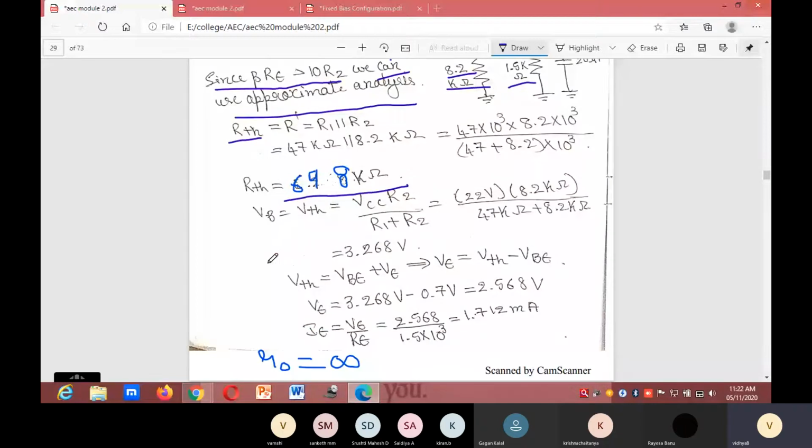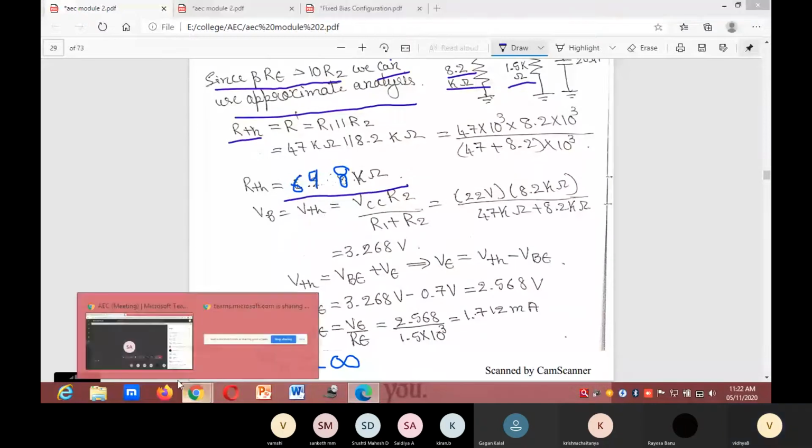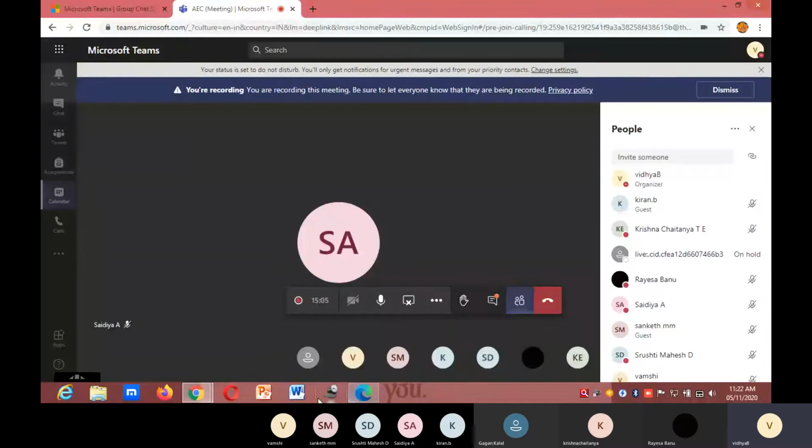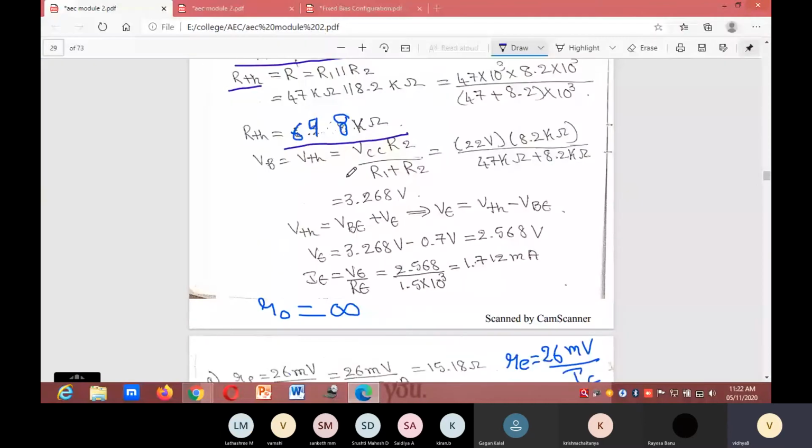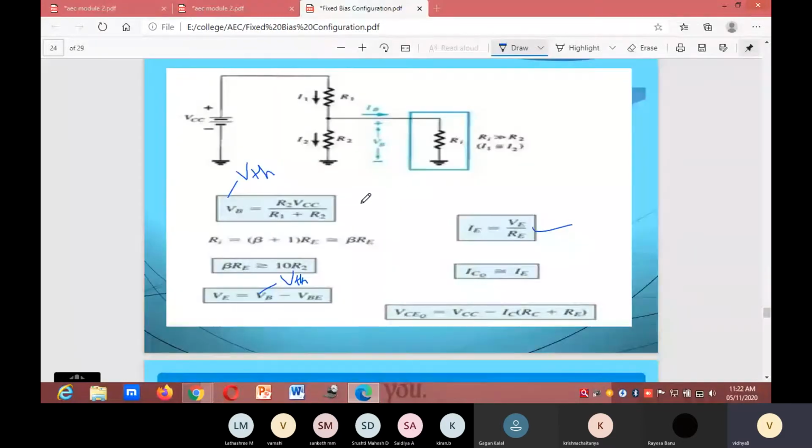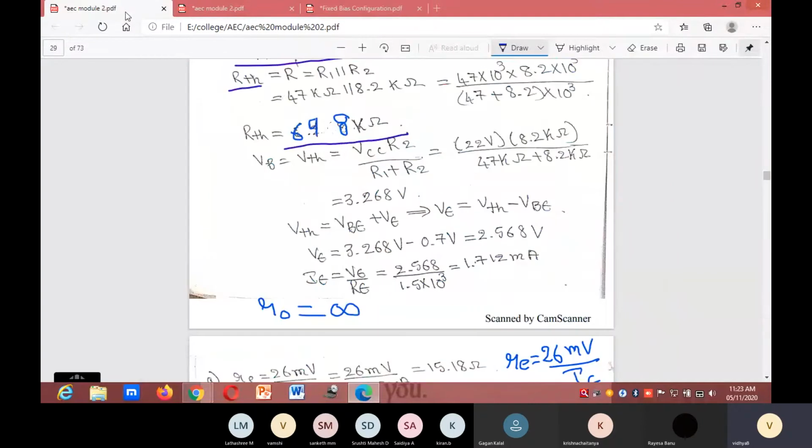Okay, VB is equal to VTH. VB is equal to VTH is equal to VCC into R2 divided by R1 plus R2. You need to remember the formulas, voltage divider bias configuration formulas: VTH or VB is equal to R2 into VCC divided by R1 plus R2. This is from the first module also. In the first module also voltage divider bias configuration is there. Even in the second module we read about the voltage divider bias configuration.